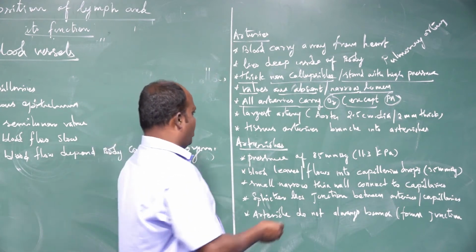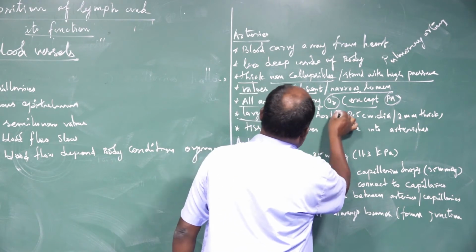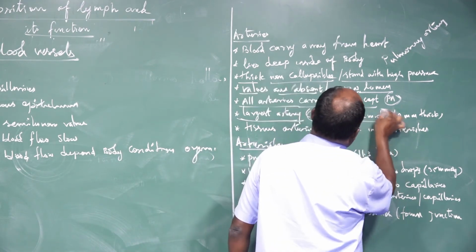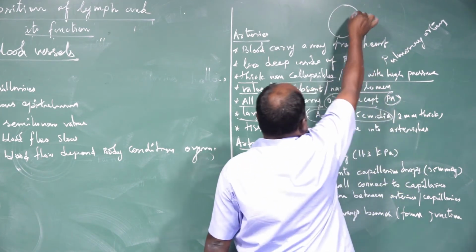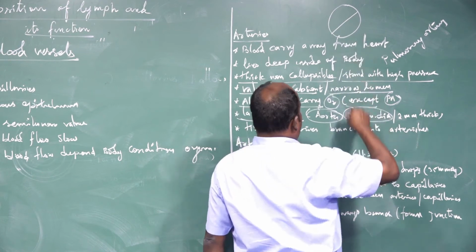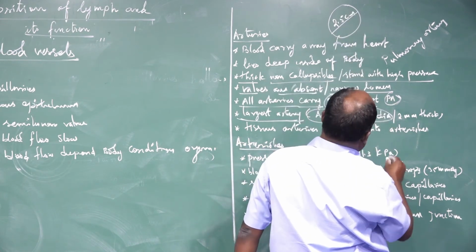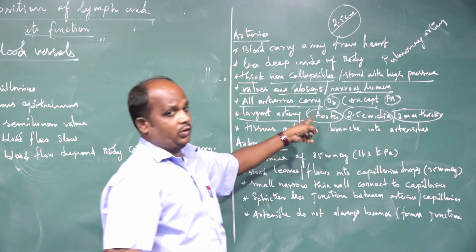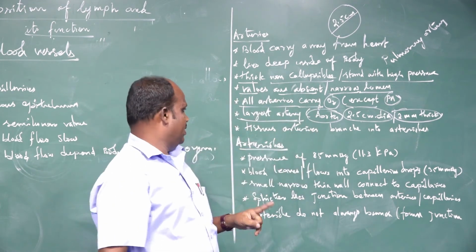Second, the largest artery, as I already told you, is the aorta, which is 2.5 centimeters in diameter. That is the structure of blood vessels in terms of diameter. The thickness of the aorta is 2 millimeters. I told you the aorta is the largest blood vessel in our bodies.